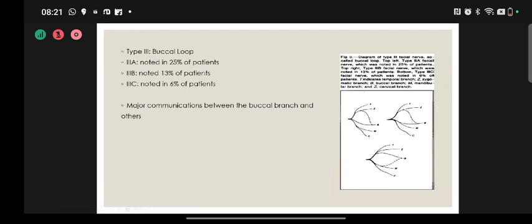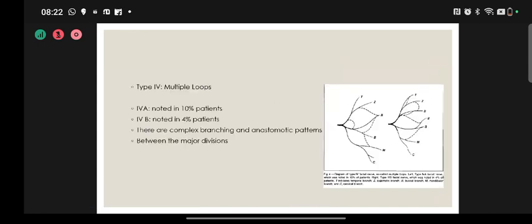Now type 3 is further subdivided into 3 subclassifications: 3A, 3B and 3C. 3A is noted in 25% of the patients, 3B in 13%, and 3C is noted in 6% of the patients. Major communications occur between the buccal branches and other branches of the facial nerve. Type 3 is the most commonly encountered facial nerve branching pattern.